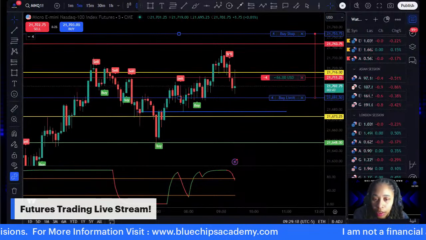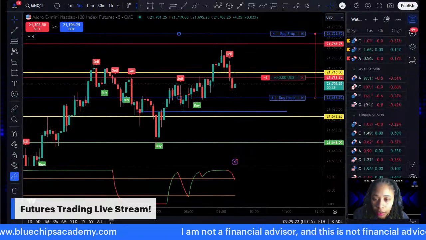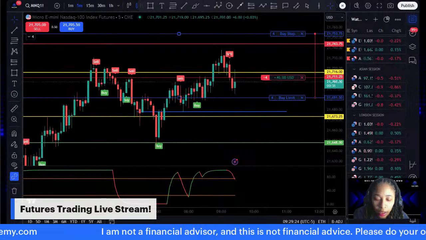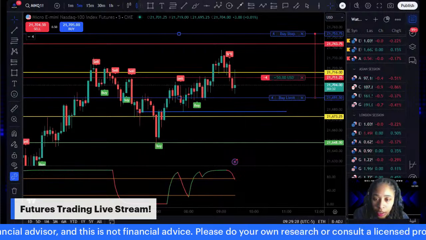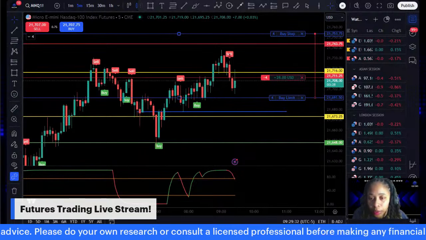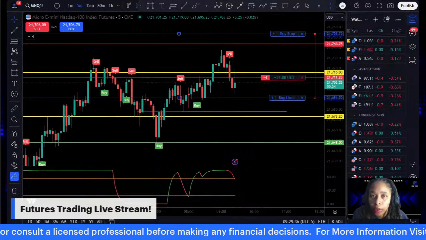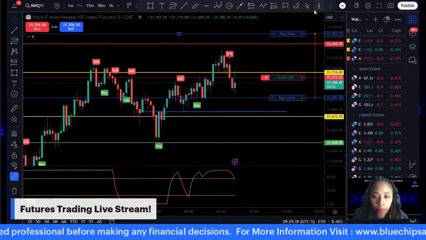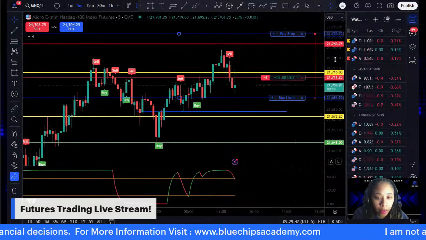Okay, we got 40 seconds left on this candle right here, guys. And then market opens actually in 30 seconds as well. So let's see what we get from market open. We know we typically see a lot of volume from market open. So let's see if we can get price to go in our direction here.